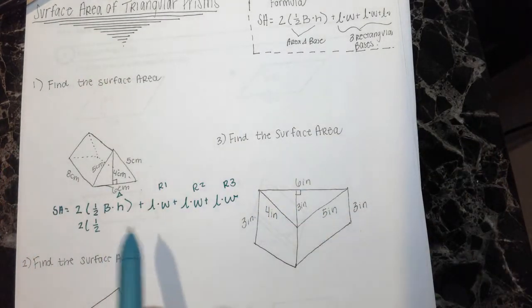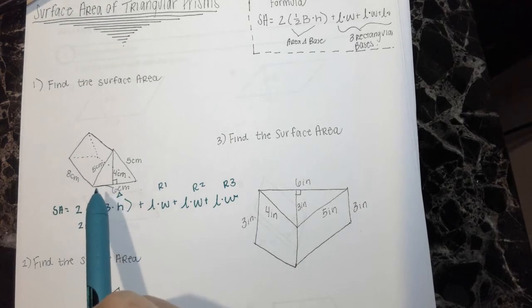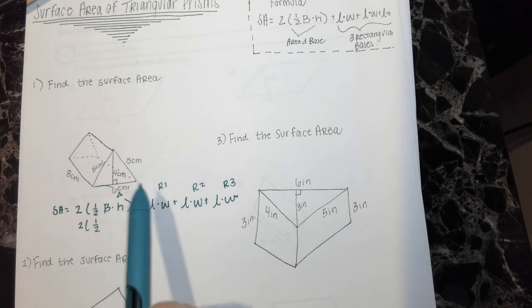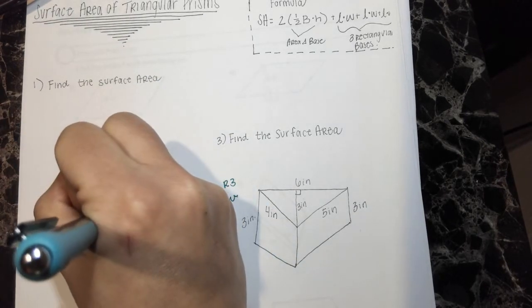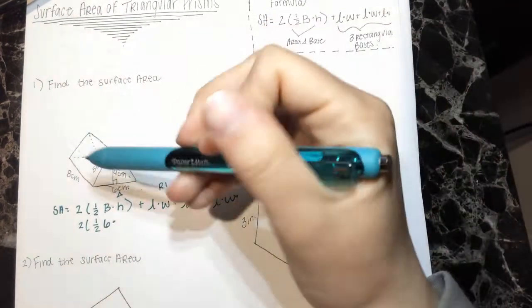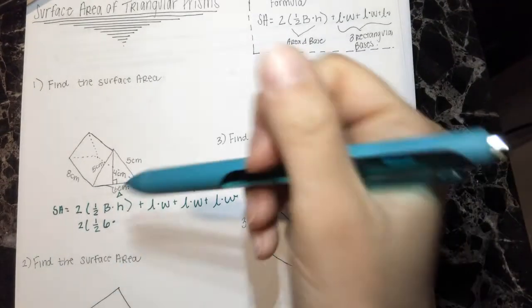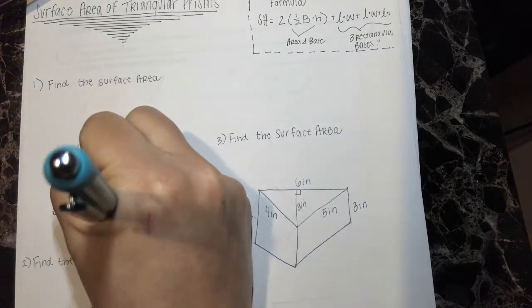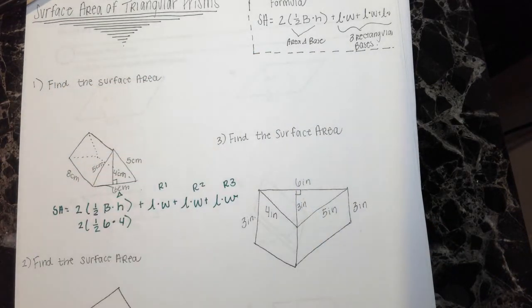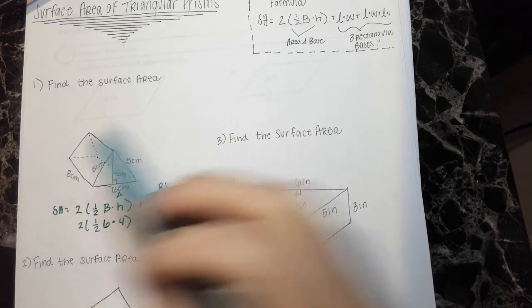We need to know the base of the triangle is this base, which would be 6 times the height of the triangle. Is how high does it go? Not the slant height, the regular height. So if I look at my triangle, my height is 4. Okay, I've just done the triangles now. Now I need to do my rectangles.